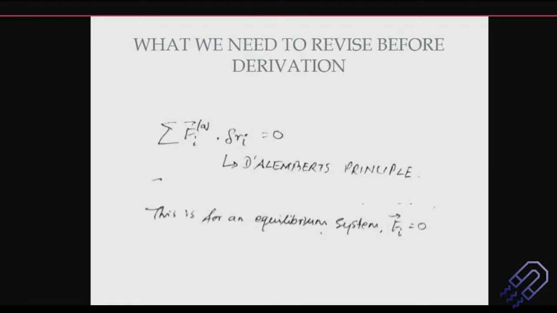Equilibrium system means the total force acting on a particular point is zero. In general, when we go to a more realistic picture, the system might not be in equilibrium. So F is equal to ma will be valid, or if you go by Newton's second law, F is equal to p_i dot. We're going to use that. So the derivation starts from here, but you have to write down what D'Alembert's principle is.